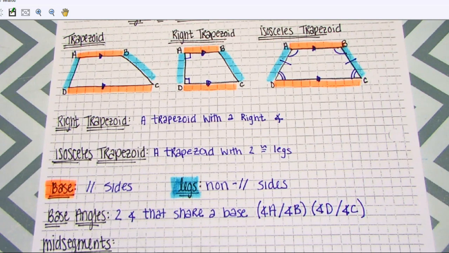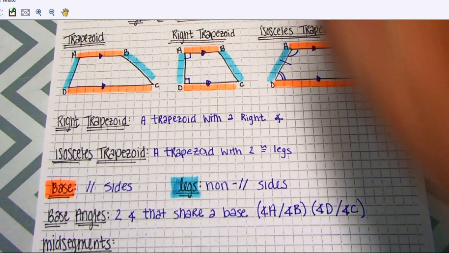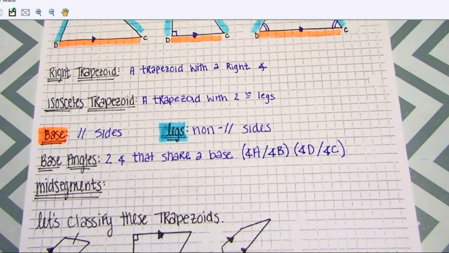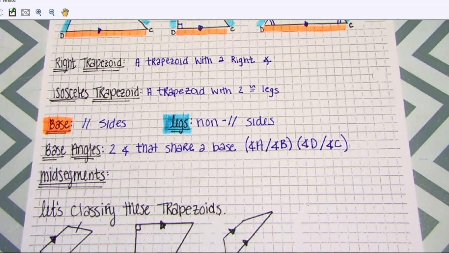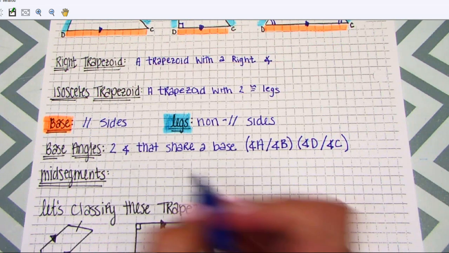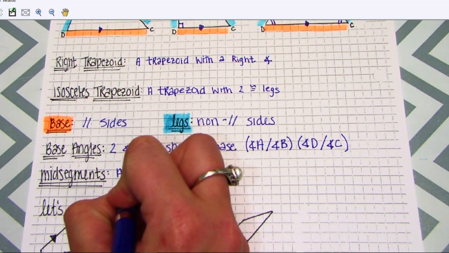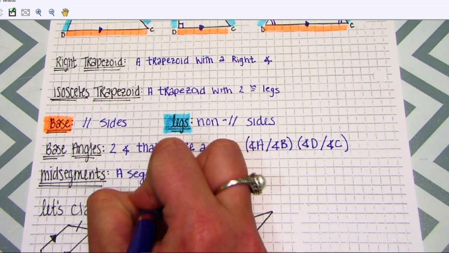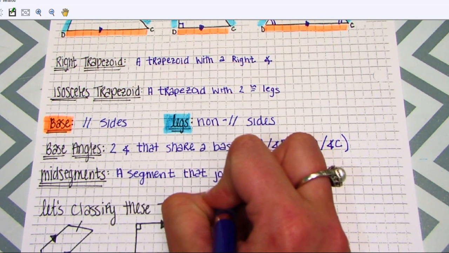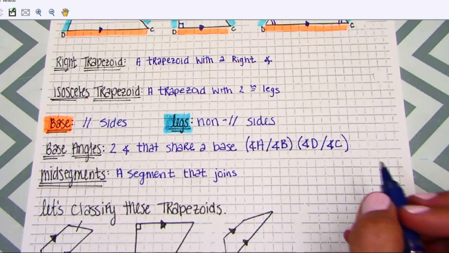Okay. So the last little piece is called midsegments. And then page 14 is just a couple theorems. So a midsegment goes through the middle of a trapezoid. So a midsegment is a segment that joins the midpoints of the legs.